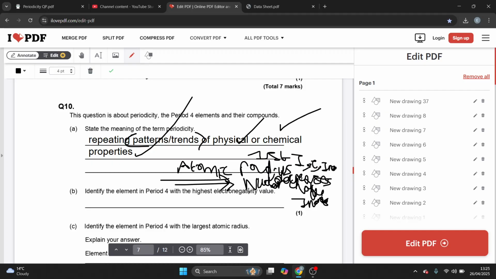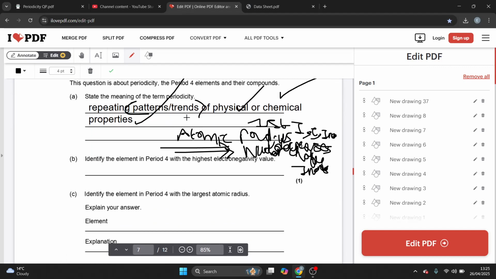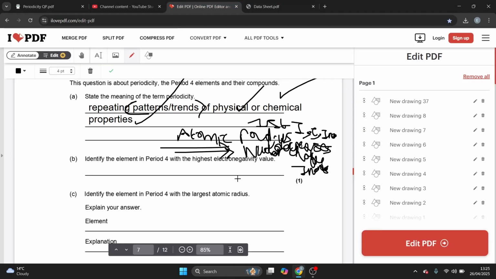So electronegativity is the power of an atom to attract a pair of electrons in a covalent bond. So if it's going to have a high electronegativity, it's going to be able to attract a pair of electrons in a covalent bond easily. It has a high power. Think of it like this: if you have a lot of power, you can get things kind of easily, right? Same with electronegativity. So which one's going to be from potassium to bromine? It's going to be bromine because bromine has the highest nuclear charge, smallest atomic radius in period 4, and therefore can attract the pair of electrons very easily, therefore has the highest electronegativity value in period 4.